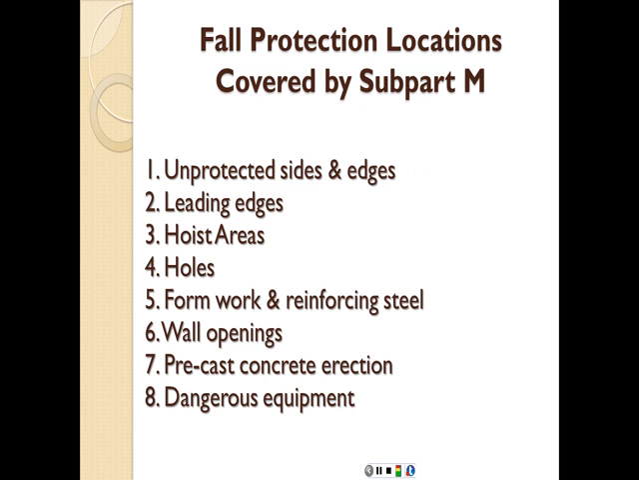The fall protection locations covered by Subpart M, which is what we're discussing right now, are unprotected sides and edges, open edges, leading edges, hoist areas, holes in floors if you're going to have a hole for a stairway or an elevator shaft or a pipe bank or something like that, formwork and reinforcing steel, wall openings if you have a window or a door, precast concrete erection, and dangerous equipment, something like a man lift or a scissor lift where an employee stands on an elevated platform to make some, usually electrical work or utility work.